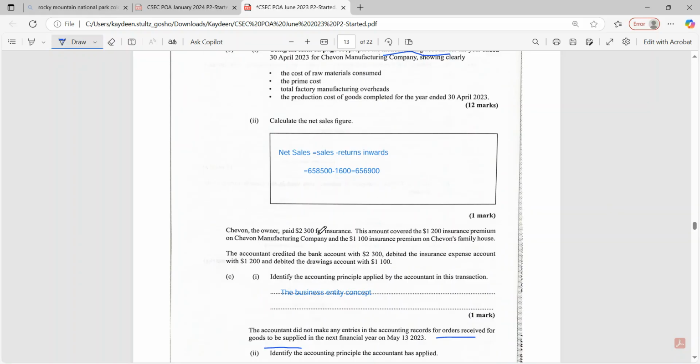Then it says Chevron, the owner, paid $2,300 for insurance. This amount covered the $1,200 insurance premium on Chevron Manufacturing Company and the $1,100 insurance premium on Chevron's family house. The accountant credited the bank account with $2,300, debited the insurance expense account with $1,200, and debited the drawings account with $1,100. Which principle is that concerned with? I have the business entity concept, or the separate entity concept. So that says that the owner's expenses cannot be recorded as the business expenses because those are different, right? The business is a totally different entity from its owner.